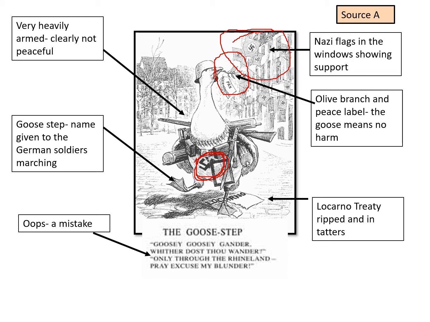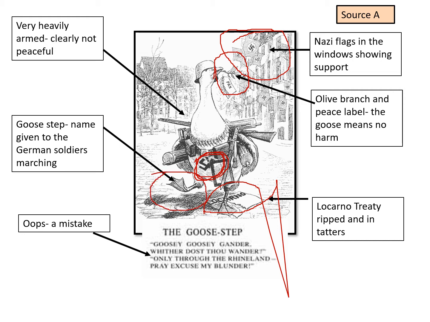What we can then see as we look at the cartoon is, on the floor here, the Locarno Treaty. It's ripped and in tatters. If you remember what the Locarno Treaty did, it enforced and enhanced the Treaty of Versailles. So the Germans signed in 1925 saying that they wouldn't break the border decisions made by the Treaty of Versailles. What we also have here is some text. The cartoon is called The Goose Step. The goose step was the name given to the German soldiers marching, and it's about the high kicks that they used to do.